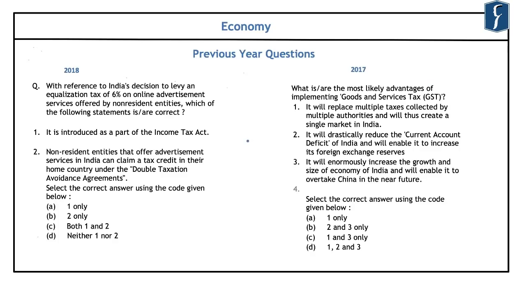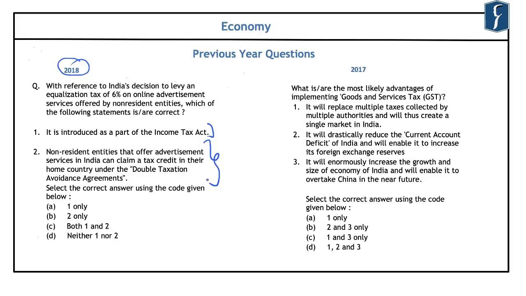Again, if you look at these questions, this was asked in the year 2018 and it reads, with reference to the India's decision to levy an equalization tax of 6% on online advertisement services offered by non-resident entities, which of the following statements is or are correct? First is that it is introduced as a part of the Income Tax Act, and second is that the non-resident entities that offer advertisement services in India can claim a tax credit in their home country under the double taxation avoidance agreements.